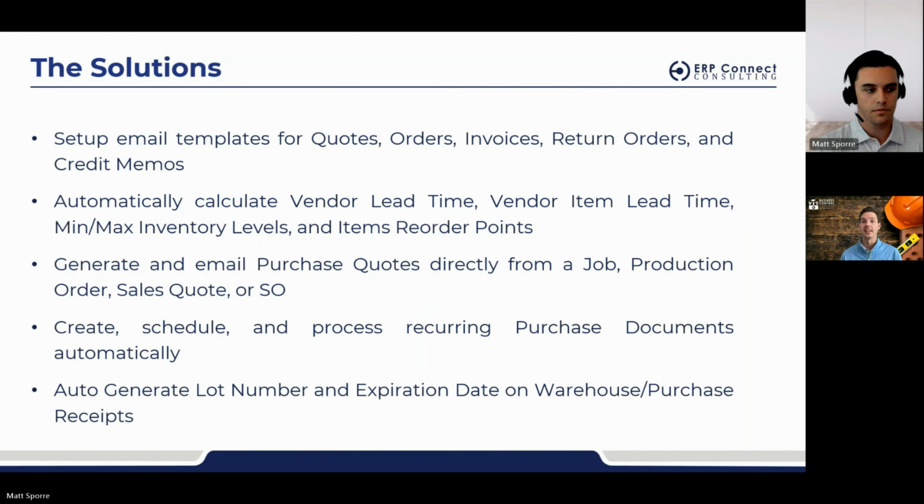Number one, setting up email templates for quotes, orders, invoices, return orders, and credit memos. Being able to automatically calculate vendor lead time, vendor item lead time, minimum and maximum inventory levels, and item reorder points. And generating email purchase quotes directly from a job, production order, sales quote, or sales order. These are all things that Matt is going to show with advanced purchasing today.